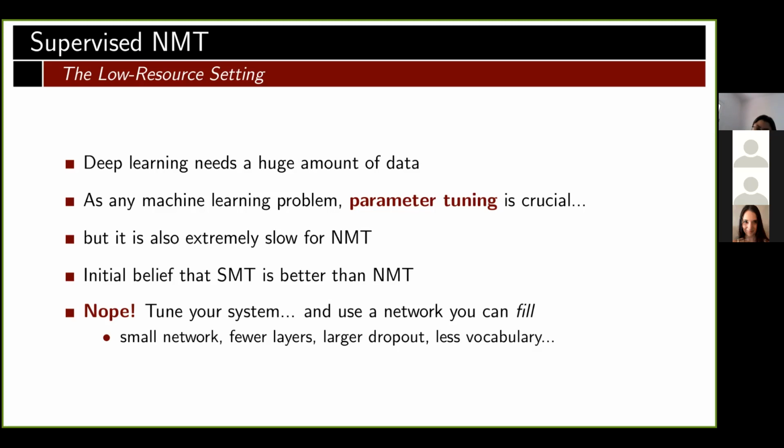The good side is that in the low resource setting, you also don't need 1 week to train a system, so you can expend a bit more resources. Instead of 1 week, maybe you just need some hours to train a system. And in that case, the hyperparameter tuning might even be feasible.